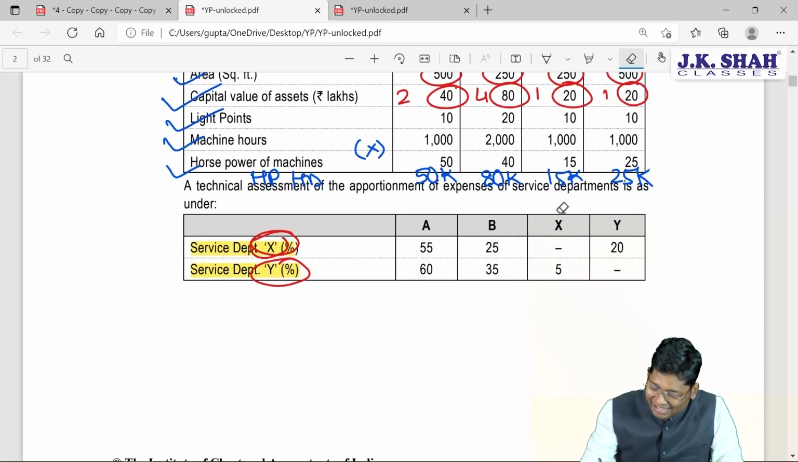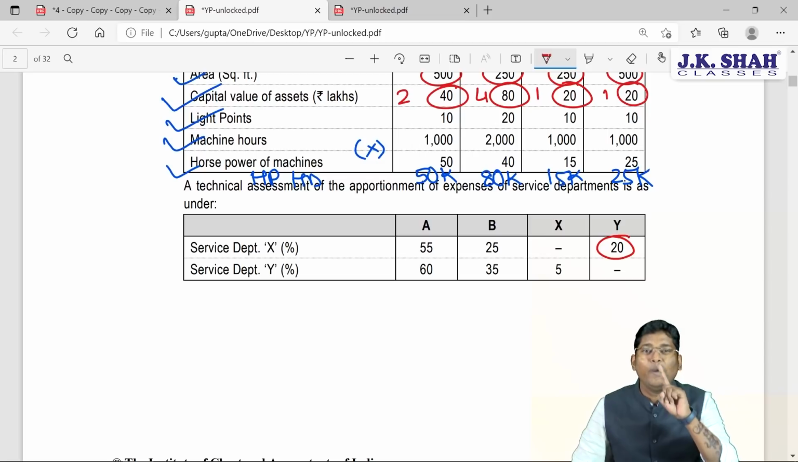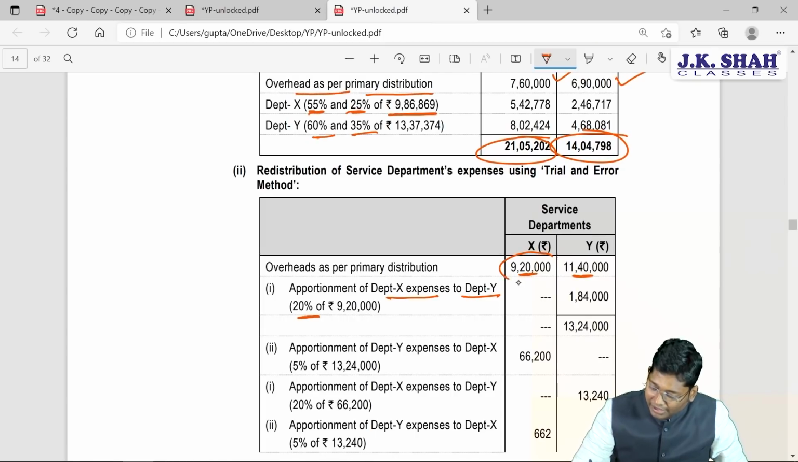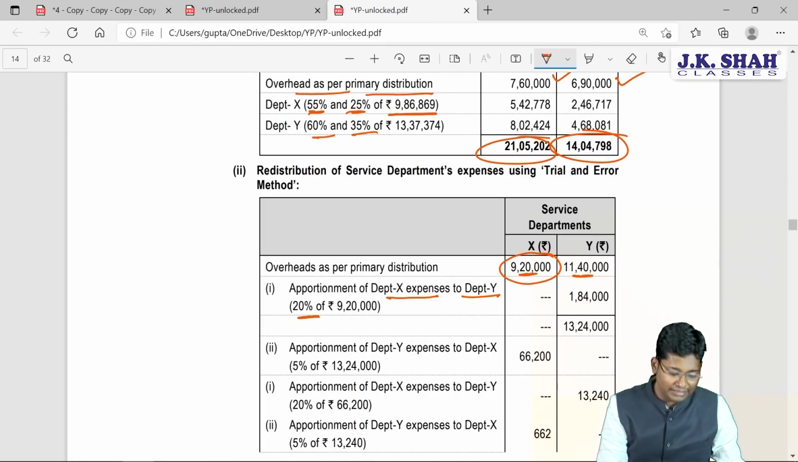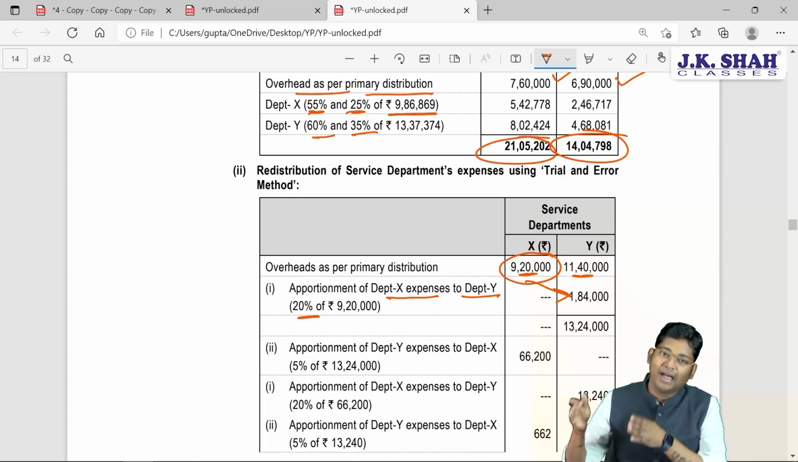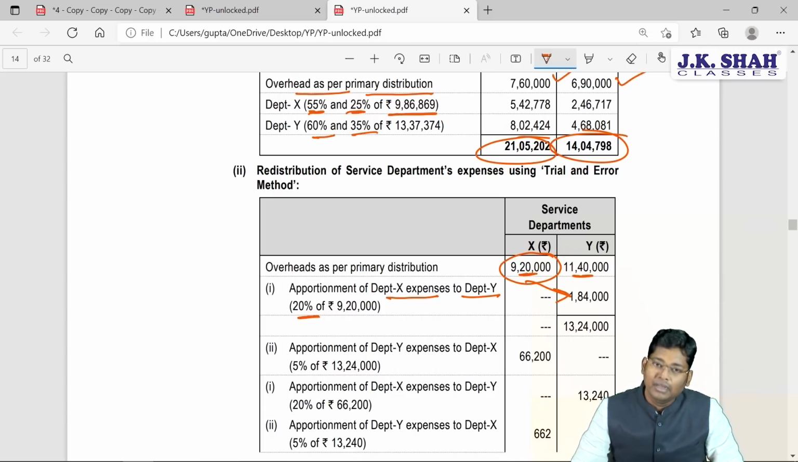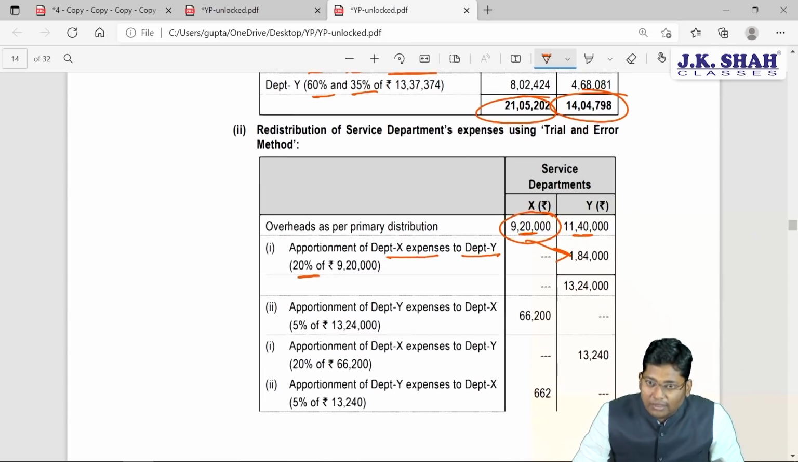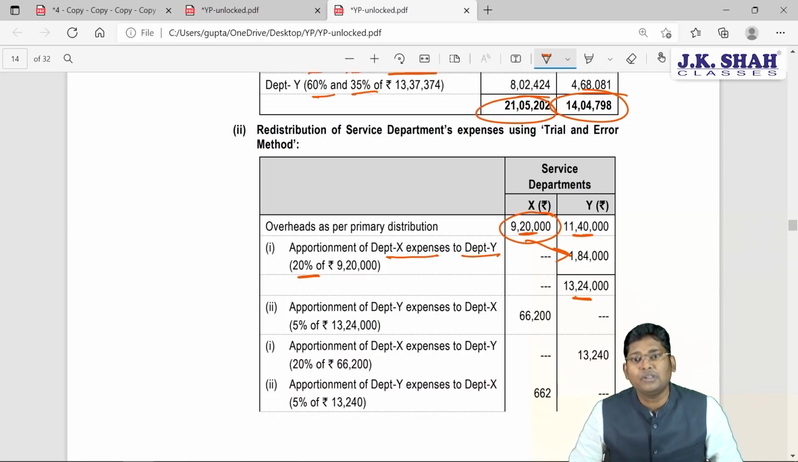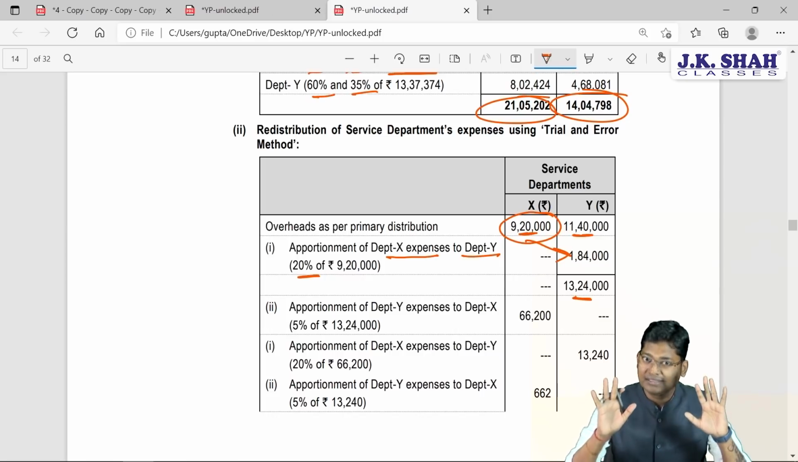Now if you check the apportionment, it says that department X expenses to Y expenses proportion is 20%. Sir, it is given in the question. Yes, clearly mentioned in the question that Y is going to bear 20% of department X expenses. My department X expenses are 9,20,000 into 20%, I am going to put in the Y column. So my Y is going to bear this particular amount. Because of this calculation, my Y amount gets increased to 13,24,000. Understood? Okay, this is the first step.